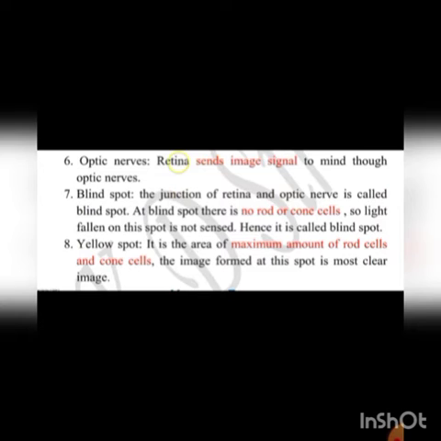Next, last one, yellow spot. It is the area of maximum amount of rod cells and cone cells. The image formed at this spot is the most clear image.